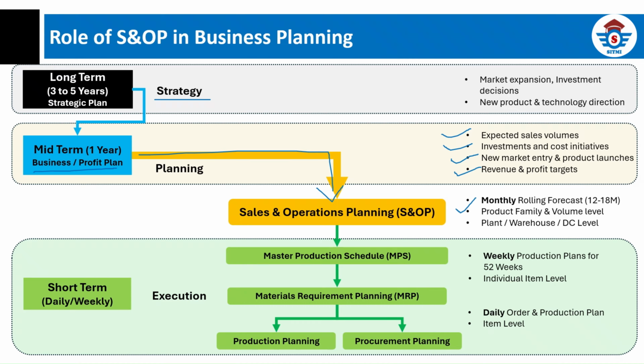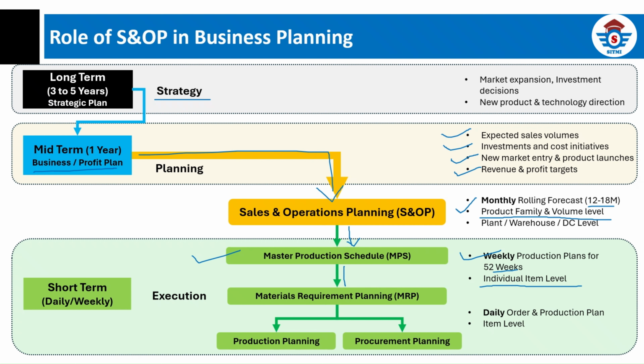S&OP is typically done in monthly buckets for the next 12 to 18 months, depending on industry and product lead times. S&OP planning is usually done at the product family or volume level. The output of S&OP then becomes input to the master production schedule, which plans production in weekly buckets for around 52 weeks. Unlike S&OP, MPS breaks planning down to individual item or product mix level.